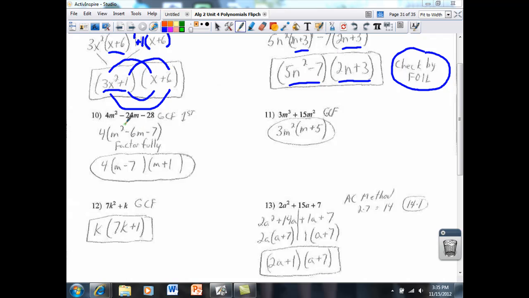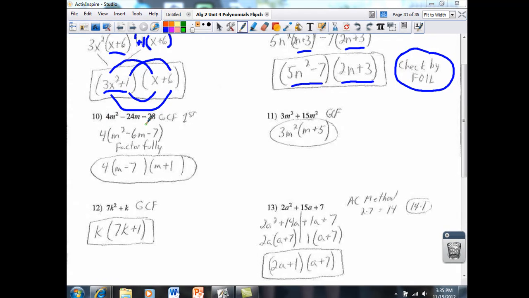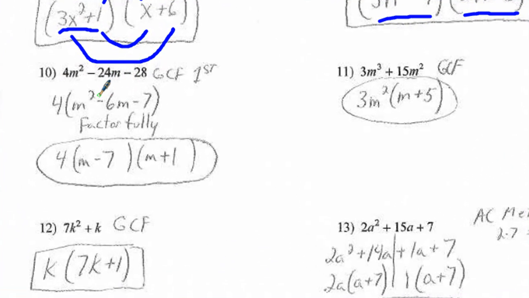Okay, number 10, I see that I have a trinomial. Now, the first thing you always want to look for, to make the problem so much easier, is to simplify it by factoring out a GCF. Hopefully, you're going to notice a 4, a 24, and a 28 are all divisible by 4. So I can factor out a 4 first.